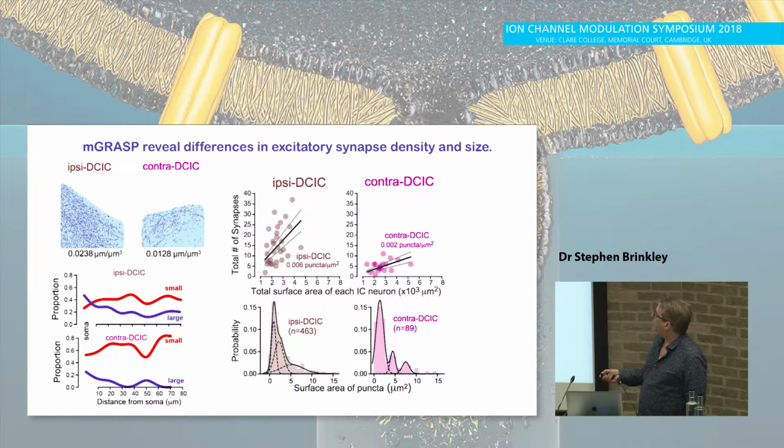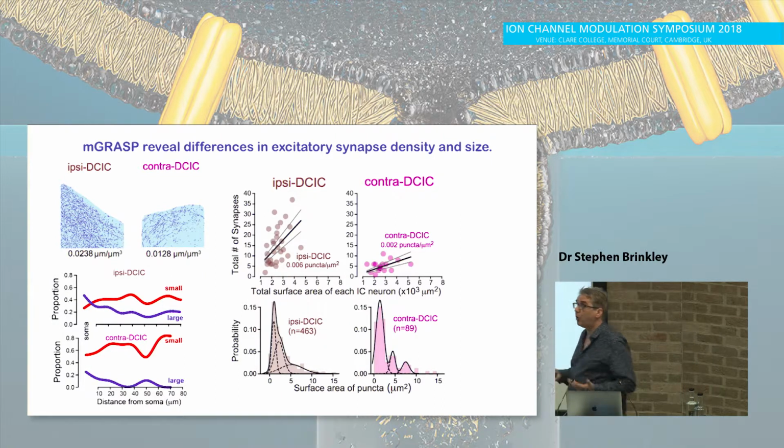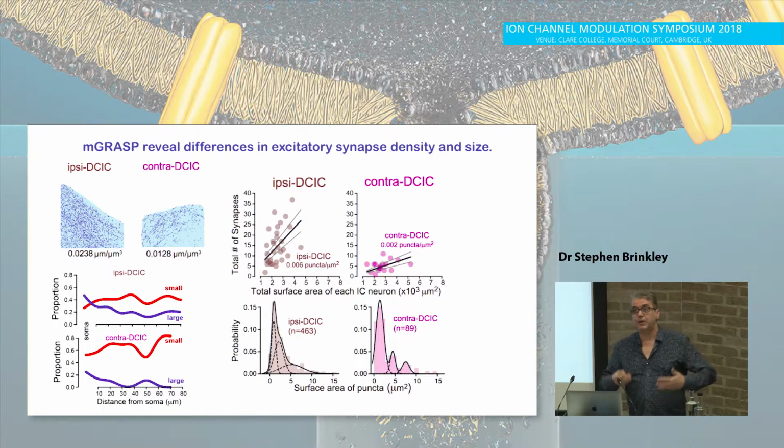And when you looked across single neurons, you saw in the ipsi that these large synapses tended to be at the soma much more than in the contralateral projections. So the reason why we're excited about this is because this could be a lot quicker than EM, basically, to measure the number of synapses that are on the neurons.